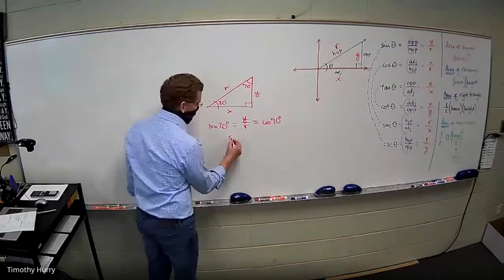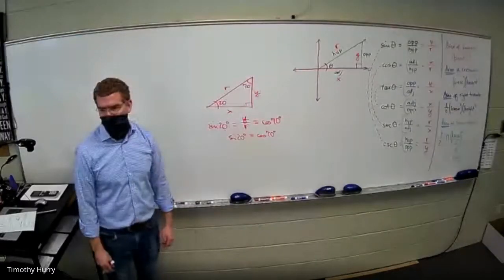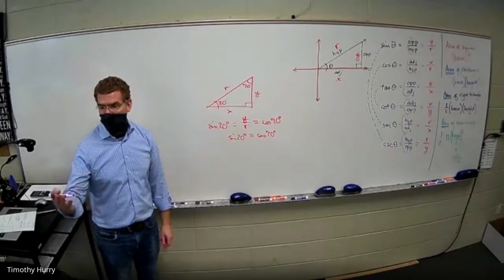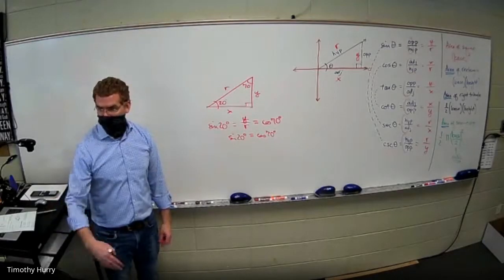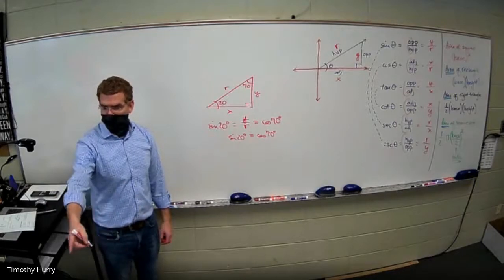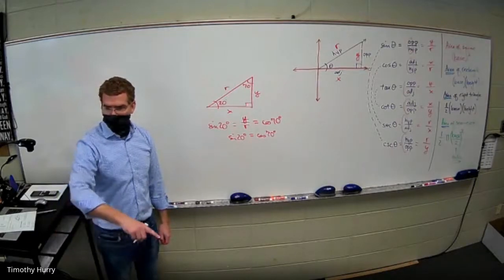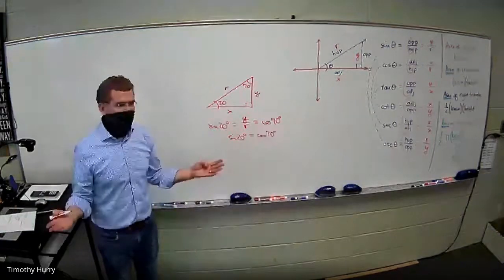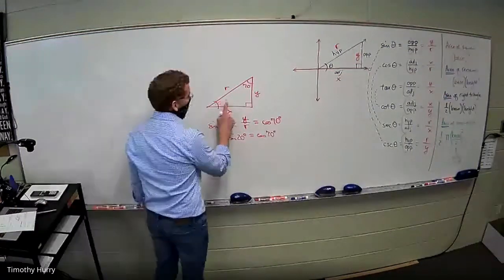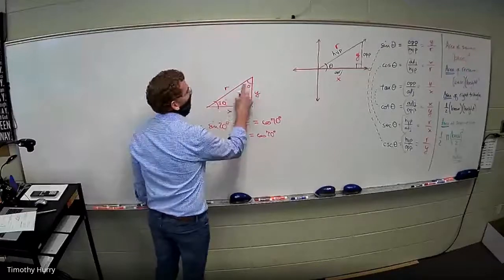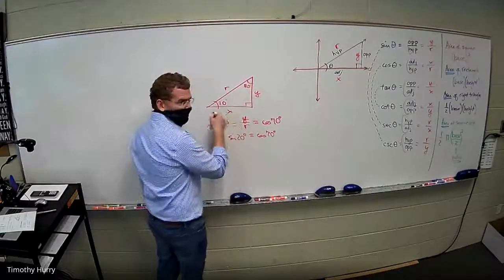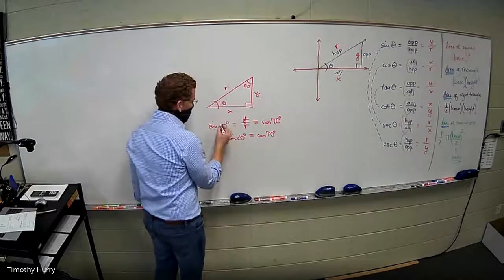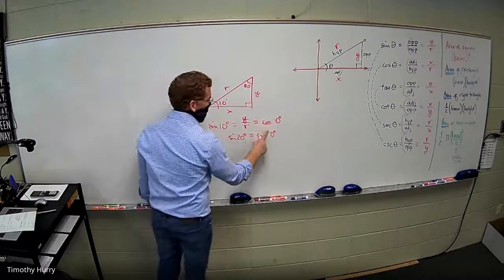Relationship between that 20 and that 70? No. So they are? Complementary. They're complements of each other. Think about it. What if that's a 10? If that's a 10, that would have to be an 80, right? 10, 80 plus 90 is a total of 180. So if that's a 10, this would be an 80.